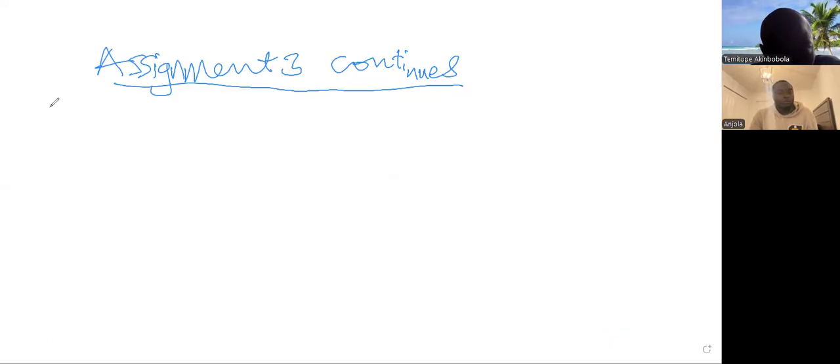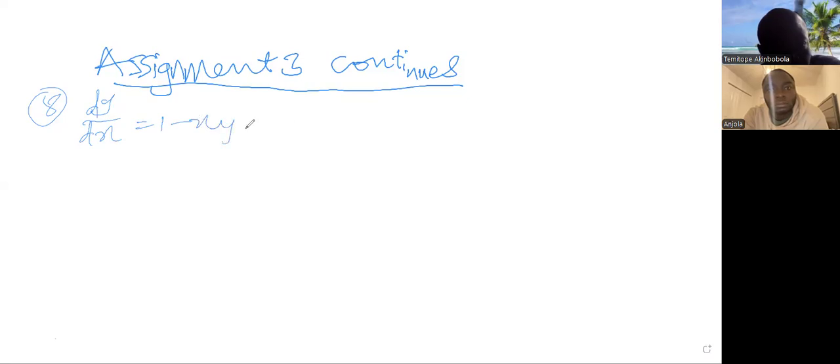So question 8 is going to be numerical, so get your calculator with you. I think the question says we should use Euler method to solve that differential equation. And the differential equation is dy/dx equals 1 minus xy, using the initial condition y of 0 equals 0. And you should use a step of 0.2, that's h equals 0.2.